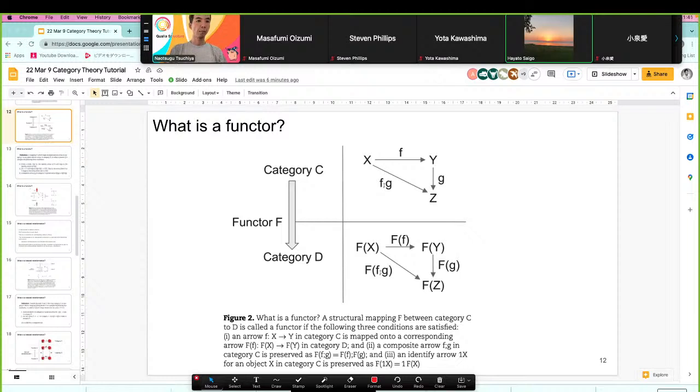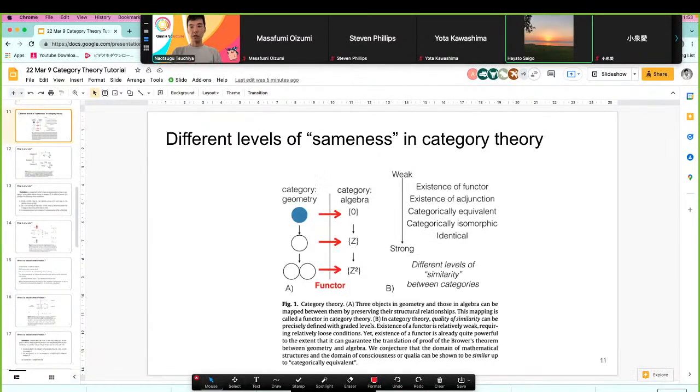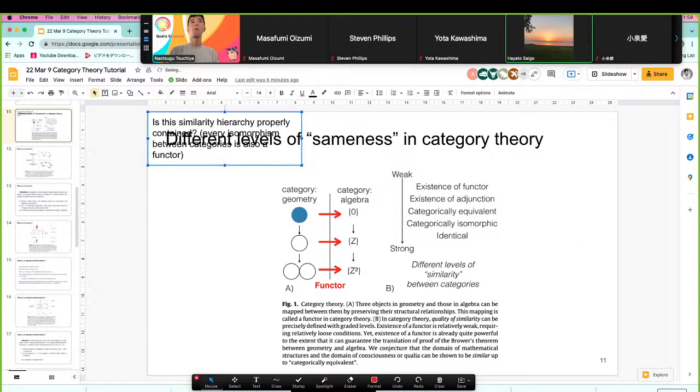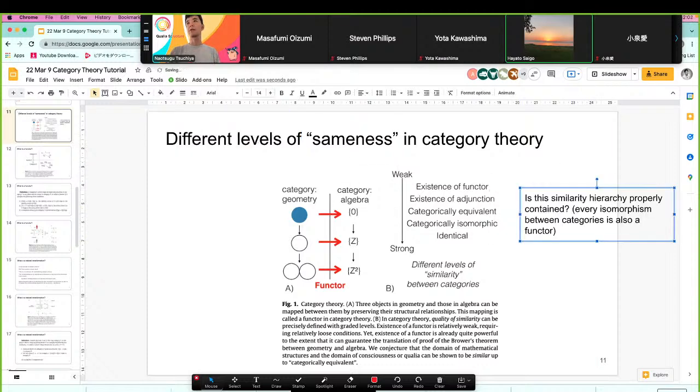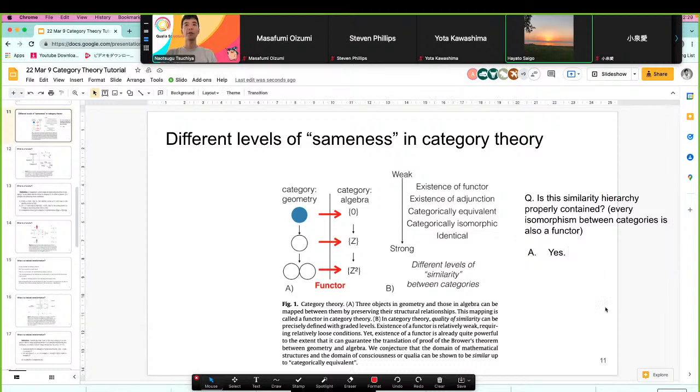Okay, so we restart. There was a very good question from Isaac about this hierarchy. So he's asking whether this hierarchy is properly contained or not. And I think it's yes, but Steve or Hayato, do you want to answer? Yes, okay. So the strong one is always contained within the weaker one, or vice versa, depending on the way you say it.